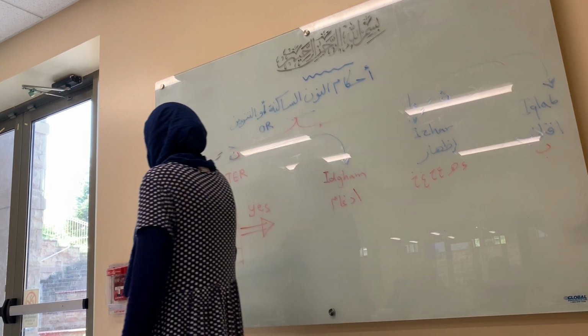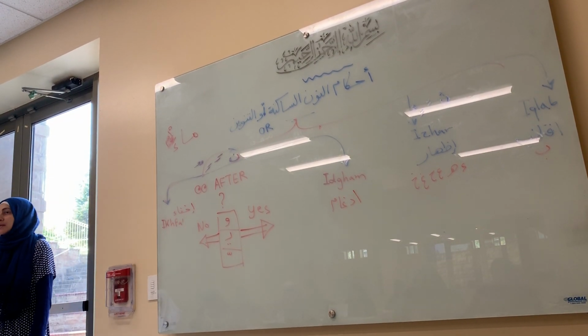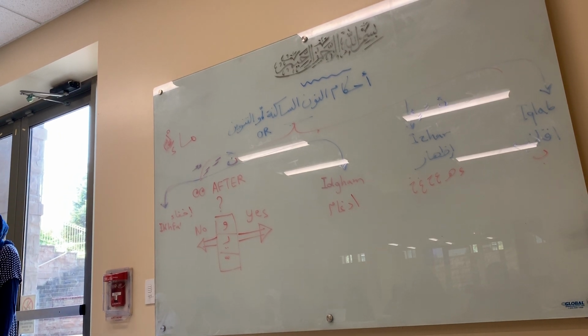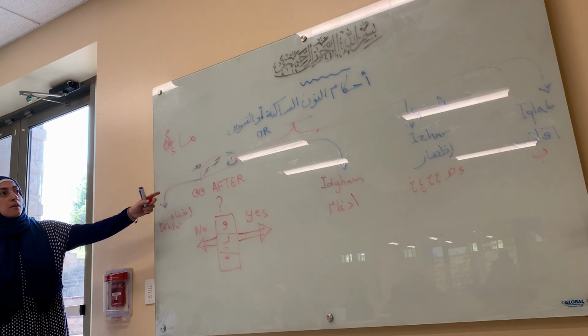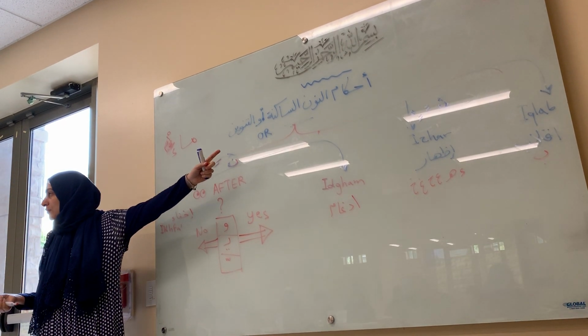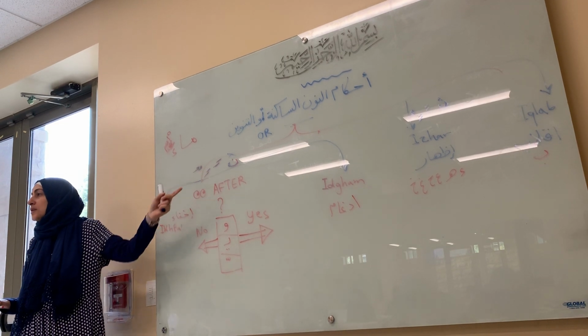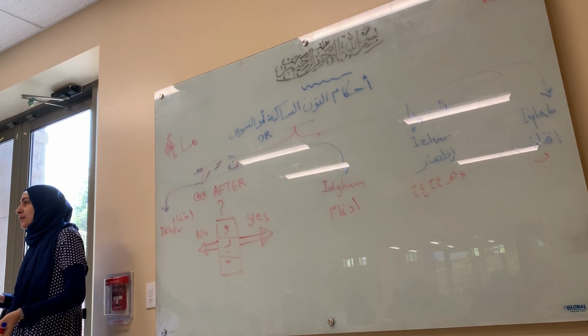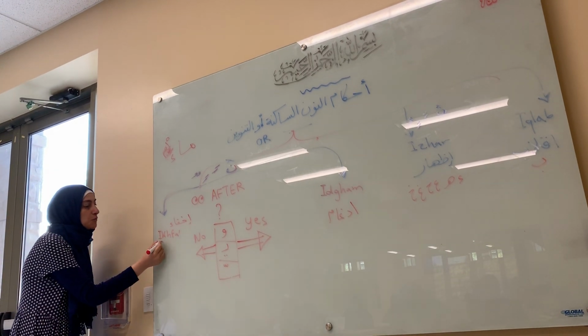Okay, let's learn about the ikhfa. What does ikhfa mean in the language? Ikhfa means to hide something. What am I going to hide? Again, we're talking about the noon sakina or the tanween. So I want to hide the noon sakina or the tanween. Where am I going to hide it? In my nose.